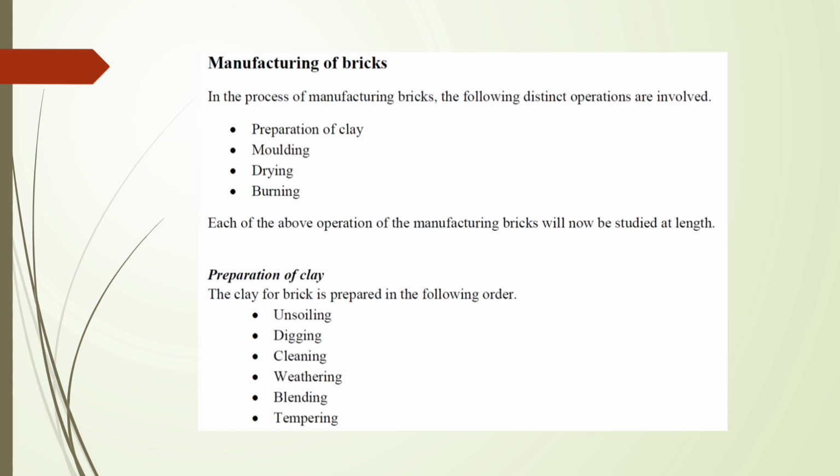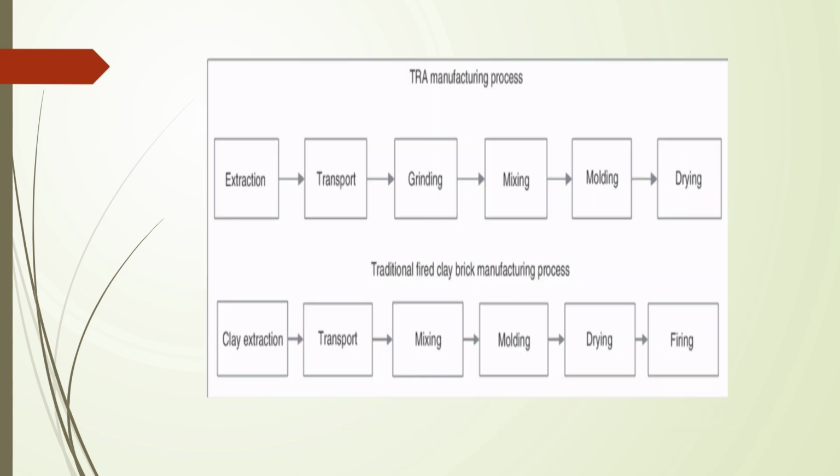The process of manufacturing bricks involves the following four distinct operations. 1. Preparation of clay. 2. Molding of bricks. 3. Drying of bricks. 4. Burning of bricks. Preparation of clay. The clay for bricks is prepared in the following order.